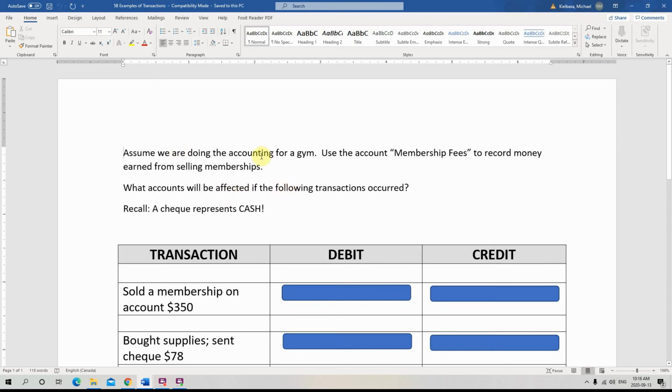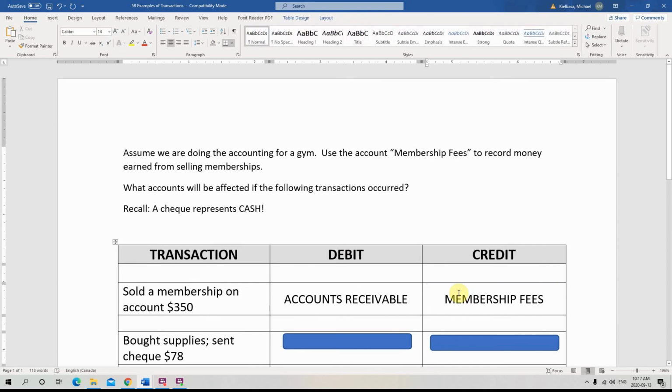Now we're going to assume we're doing the accounting for a gym, and we're going to use the account membership fees to record money earned from selling memberships. So let's suppose that we sold a membership on account. So what accounts are affected and how? So one is accounts receivable, right? Because people now owe me $350. So accounts receivable is going to be debited, and the credit is going to be membership fees because I have now earned some money, right? So our revenue is going to go up.